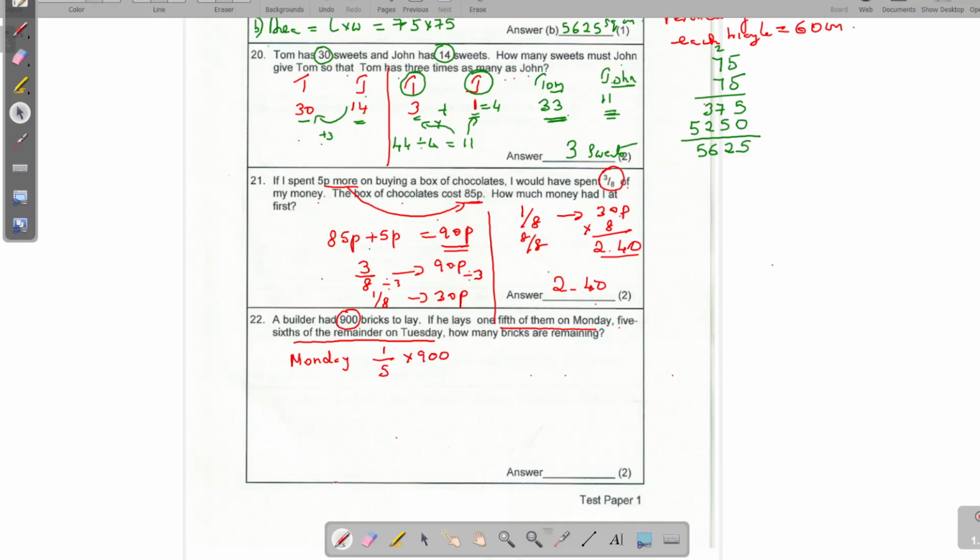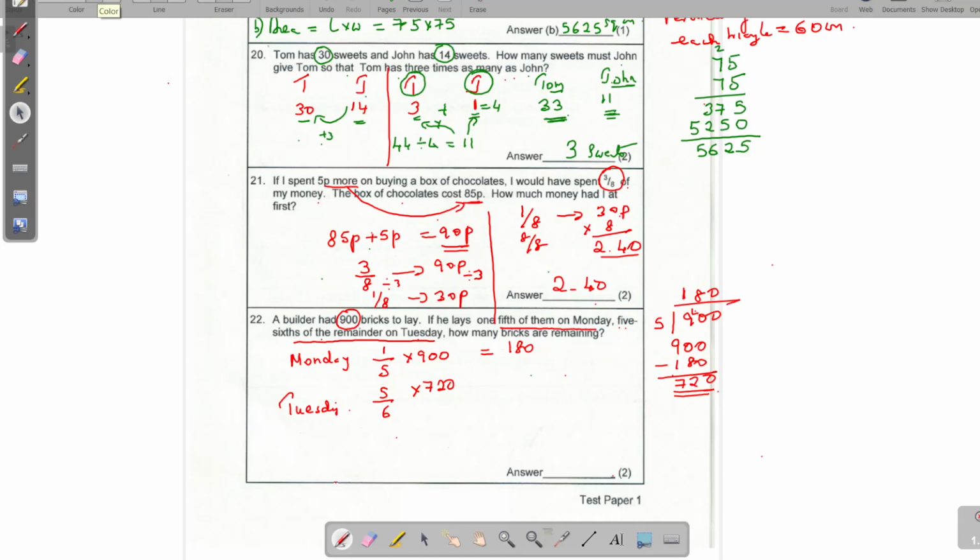5 will go into 900. You can do the division if you like. So 900 divided by 5 is 180. So he laid 180 on Monday. Then 5/6 of the remainder. So what is the remainder after Monday? 180 taken from 900 is 720. So on Tuesday, he does 5/6 of the remainder, not the original 900, but the remainder after laying on Monday.